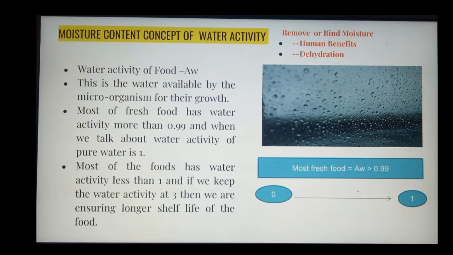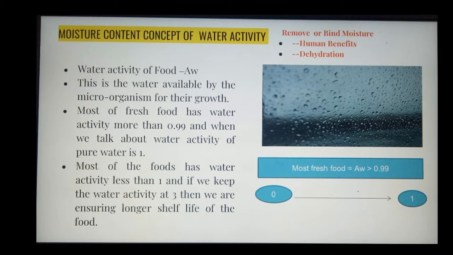Then when we talk about the concept of moisture, we should also talk about the water concept or water activity, which is also known as aw. This is the water available for the microorganism for their growth. So if we play around with this water activity, we can actually promote the growth of microorganisms, or we can certainly stop the growth of microorganisms.